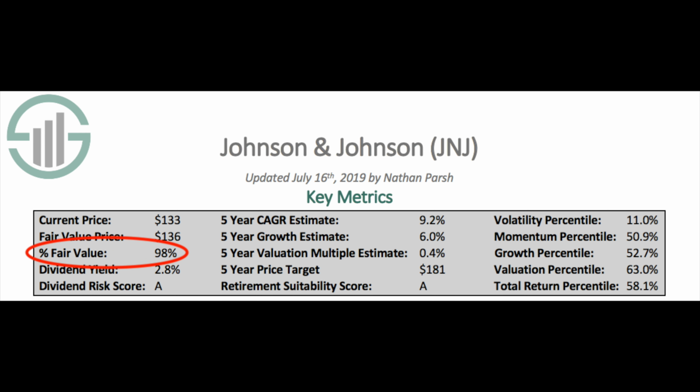The next metric is percent fair value, which is calculated by dividing the company's current stock price by our fair value estimate. If the percent fair value is above 100%, then we believe the stock is overvalued. Conversely, if the percent fair value is below 100%, then we believe the stock is undervalued. The next metric is dividend yield, which is calculated by dividing a company's annual dividend payments by its current stock price. The last metric in the first column of the key metrics data table is dividend risk score, which is a proprietary metric that measures how safe a company's dividend is.